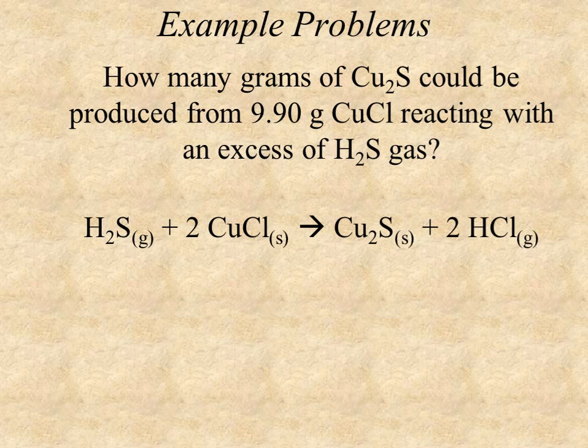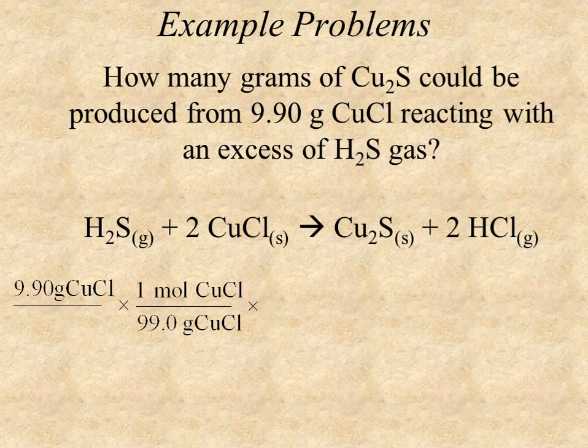First step in the calculation is to begin with the mass that you're given, which is 9.90 grams of copper 1 chloride. First step is to convert from grams of starting material, the starting material here is the copper 1 chloride, and convert that to moles. So we need the molar mass. Using the periodic table, molar mass of copper 1 chloride is 99.0 grams. The grams will cancel, leaving us with moles of our starting material, copper 1 chloride. The next step is to use our mole ratio.